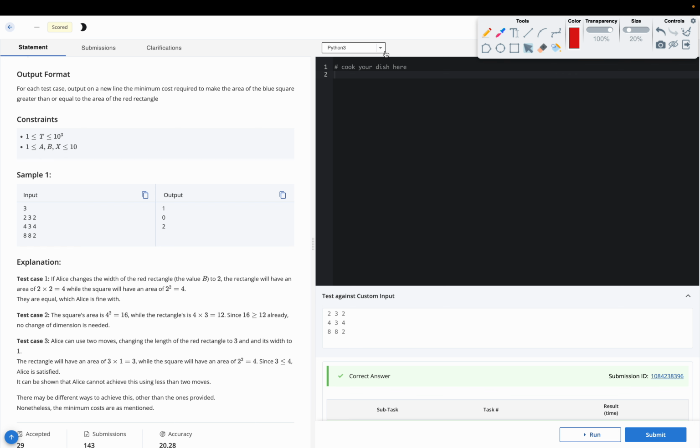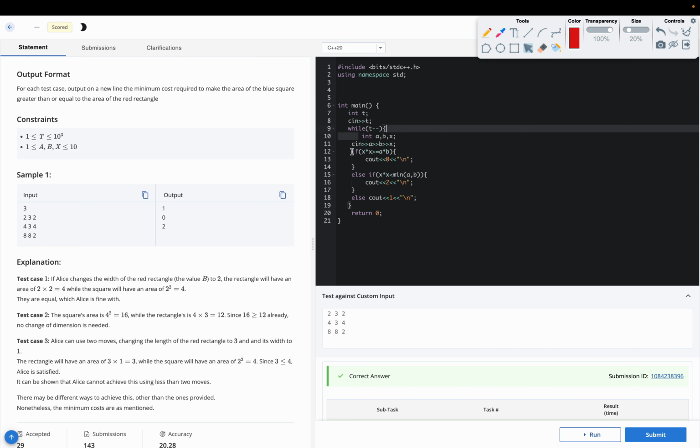I hope you all understood the solution. It was very easy. So let's look at the code. So basically what we are doing, taking a, b, x, checking if this condition is true, 0. If x is less than the minimum of a and b, which is the second case, we will output 2, else 1. And hence this is the solution to the question.